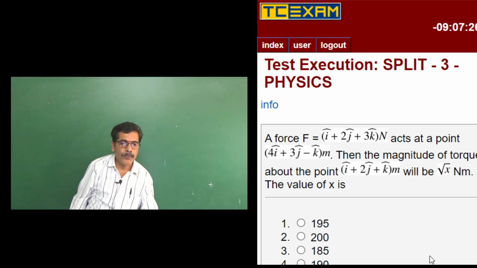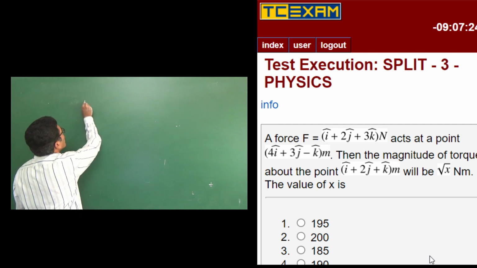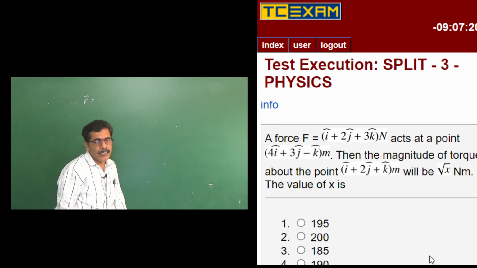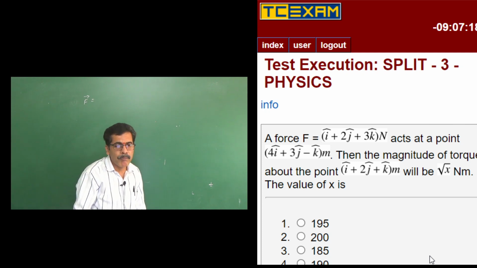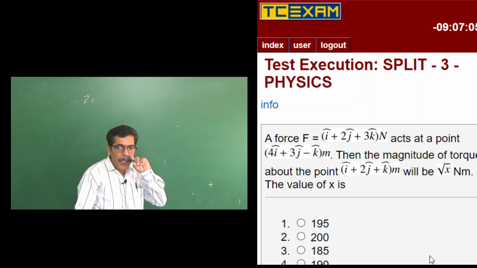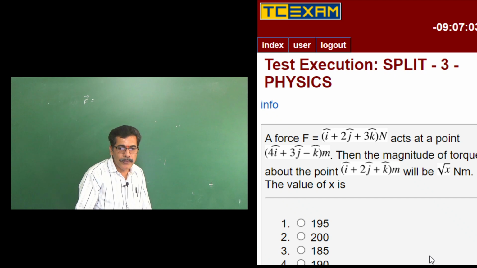Force F is equal to I cap plus 2 into J cap plus 3 into K cap Newton, acting at a point 4 into I cap plus 3 into J cap minus K cap meter. Then the magnitude of torque about the point I cap plus 2 into J cap plus K cap will be root x Newton meter. The value of x is?